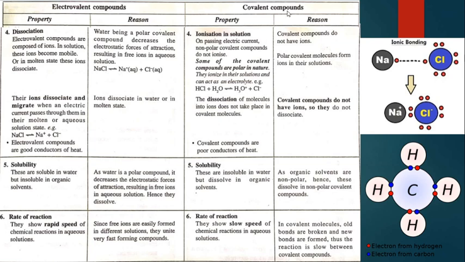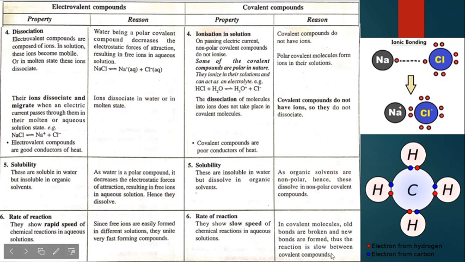What about covalent compounds? The rate of reaction: they show slow speed of chemical reactions in aqueous solution. Very slow. In covalent molecules, old bonds are broken and new bonds are formed. Thus, the reaction between covalent compounds is slow.